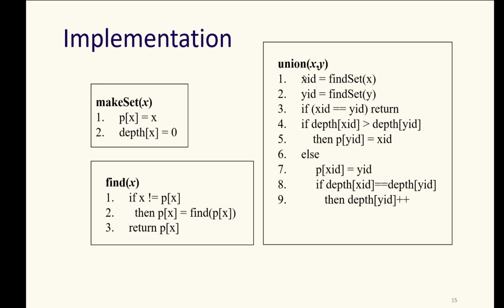So the union, I do find set on the X element I was given and find set on the Y to get the roots, because what I want is the roots of those two sets. I can't just merge at any old location. I need to merge at the roots. So if those two are equal, then I'm doing the union of a set with itself. I can return, I'm done. The union of a set with itself is that original set. But if it's not the same set, then I take the one with the smaller depth and I make that be the child of the root of the set with the larger depth. Again, I want to maintain shorter trees, and I've just got an if-else, whether one of them, the X one, is larger depth or the Y one is larger depth.